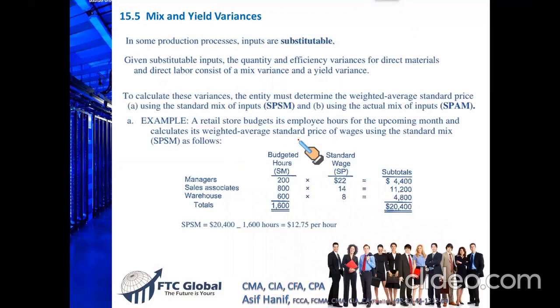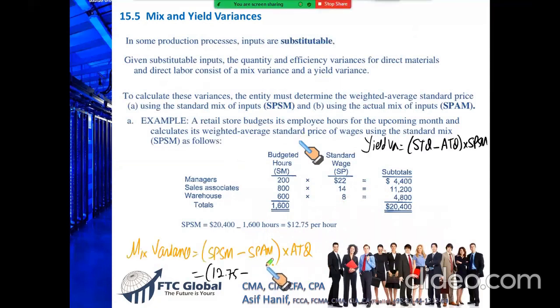Okay, here we go. So let's put in the SPAM, the actual rate, of actual mix. Standard price of actual mix is higher, 13.2533 multiplied by the actual total quantity. This is not the actual total quantity. This is the standard total quantity that you should have used. The actual total quantity is given in the next slide.